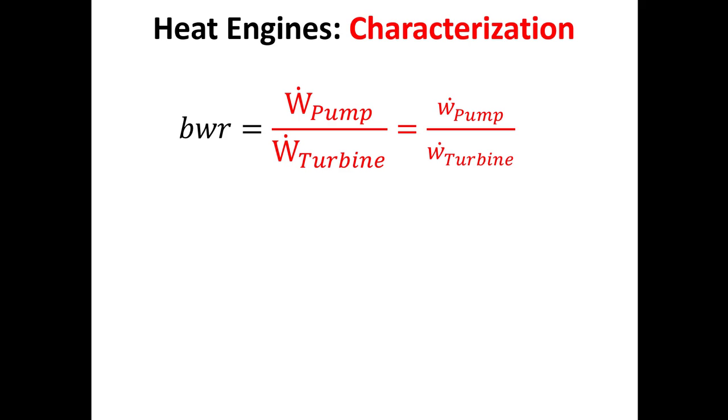Another way that we can characterize a heat engine is with the backwork ratio. The backwork ratio tries to tell us what fraction of the power that we're generating from, in this case, our turbines, goes in to powering the pumps. So we would like to have a high efficiency but a low backwork ratio.